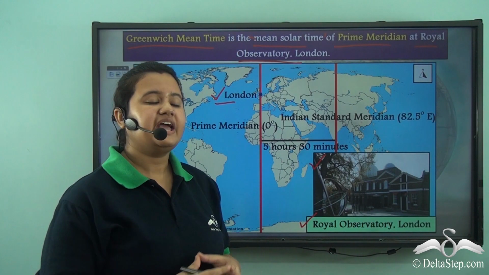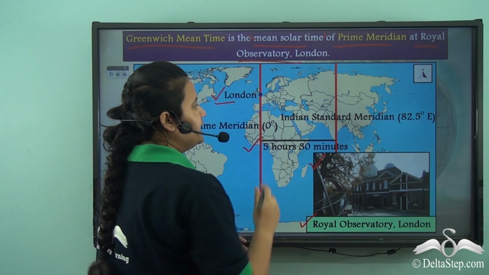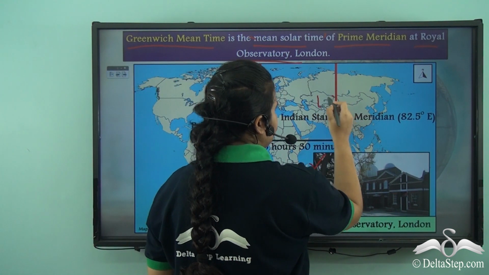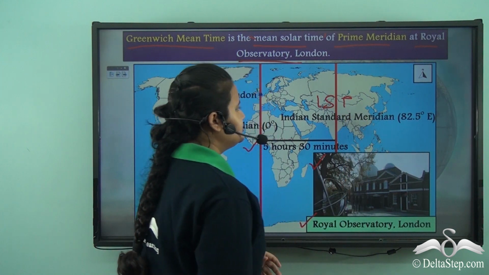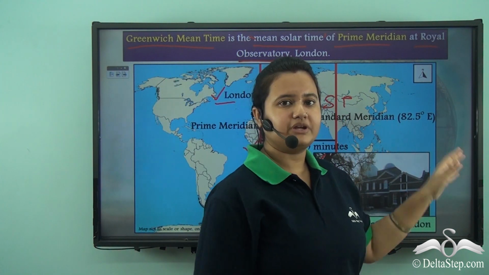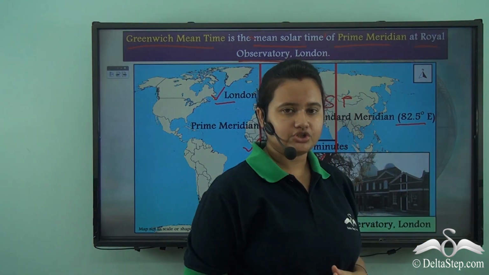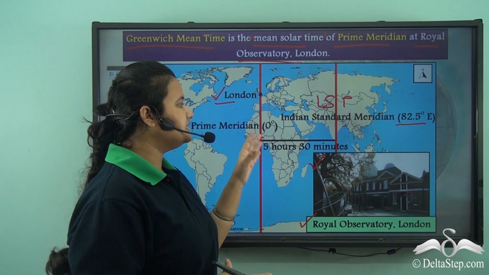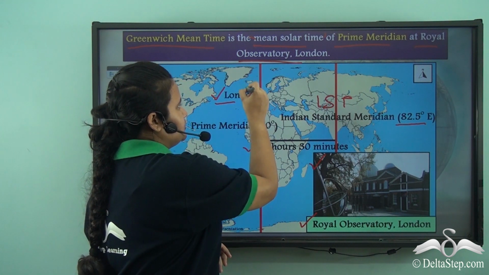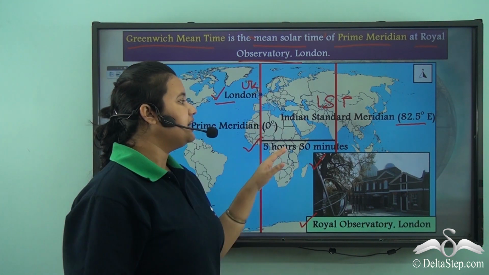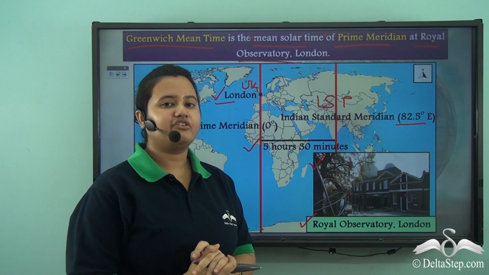Now, GMT is 5.5 hours behind IST, that is the time according to the Indian Standard Meridian or 82.5 degree east longitude. So, the time gap between these two countries, that is UK and India, is 5.5 hours.